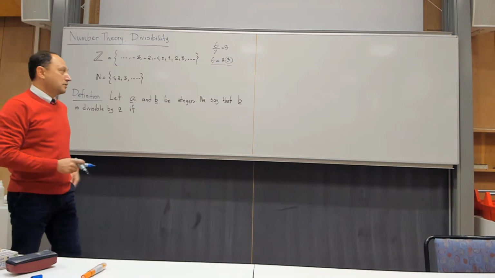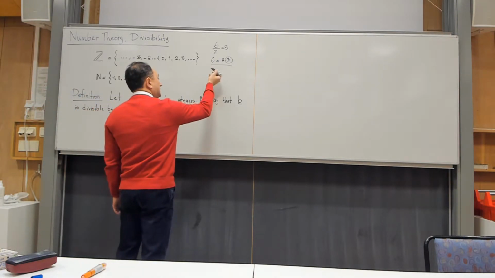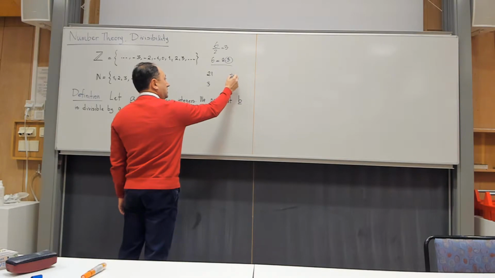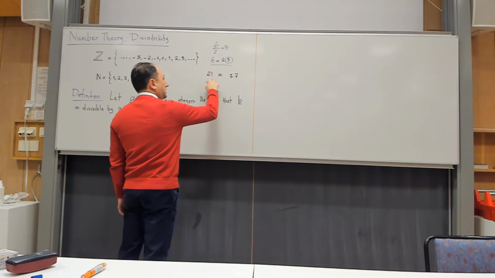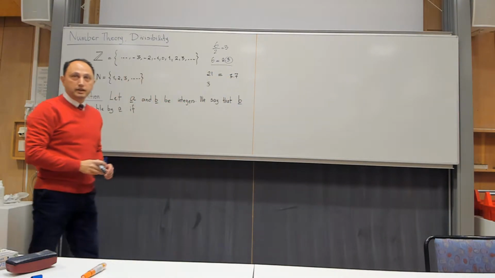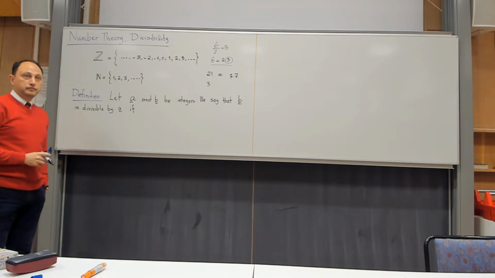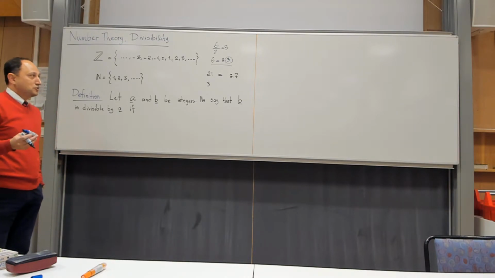So, for example, 21 is divisible by 3. Why? Because 3 times 7 is 21, and 7 is an integer. Yes? Is that understandable or not? Yeah. So the notion is very simple.